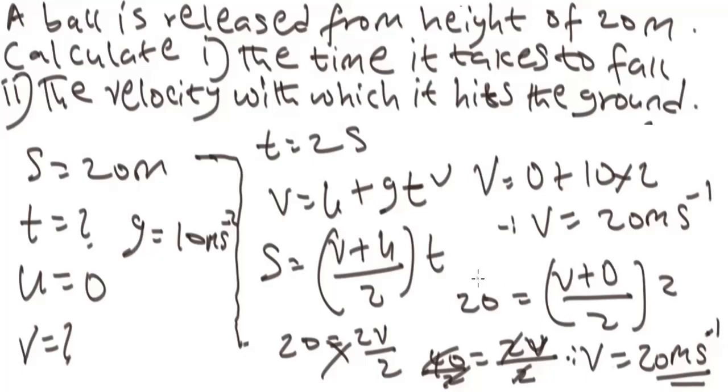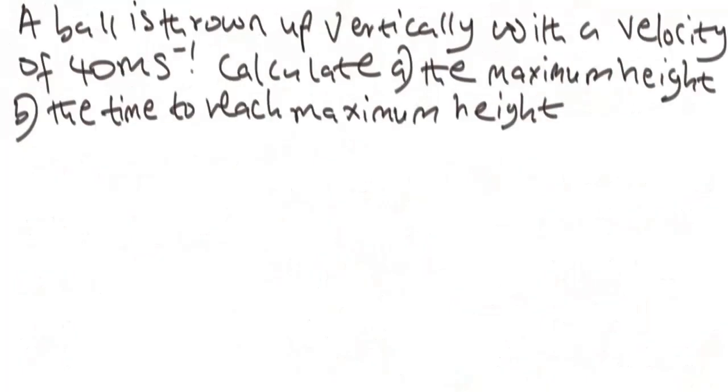Now let's solve one more example under this before we call it a class. Look at this question. It says a ball is thrown up vertically with a velocity of 40 meters per second. Calculate A, the maximum height, and B, the time to reach maximum height.